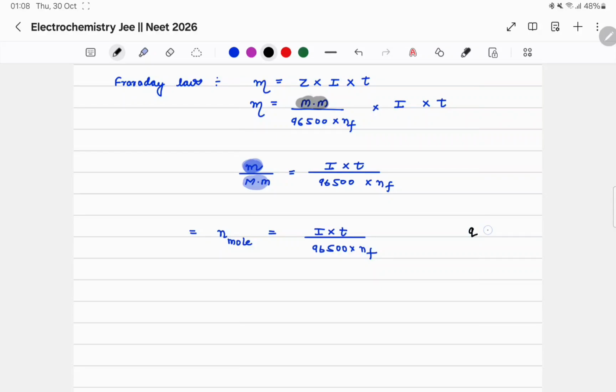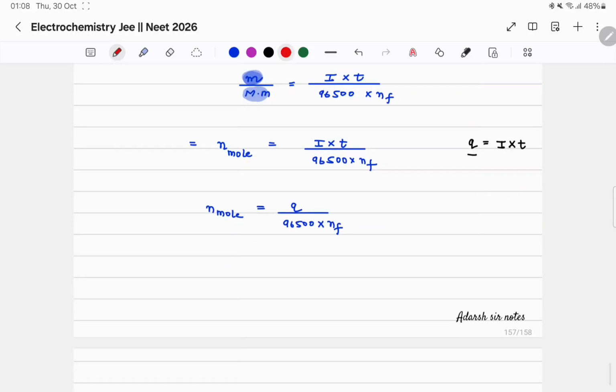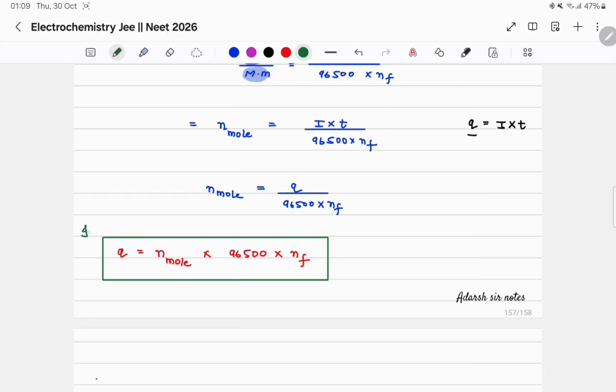Already you know Q will be equal to what? Current into time will be what? Charge. So I can write number of moles will be equal to Q divided by 96500 into N factor. The moment I have written like this, now I can write Q will be equal to number of moles multiplied by 96500 into N factor. Now question solved, everything done. Let's see, we only have to put the values. So this is the important part which you got.